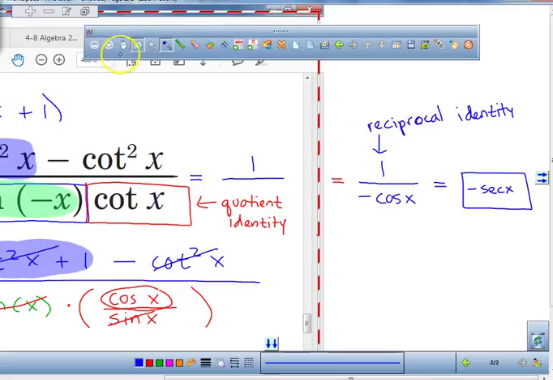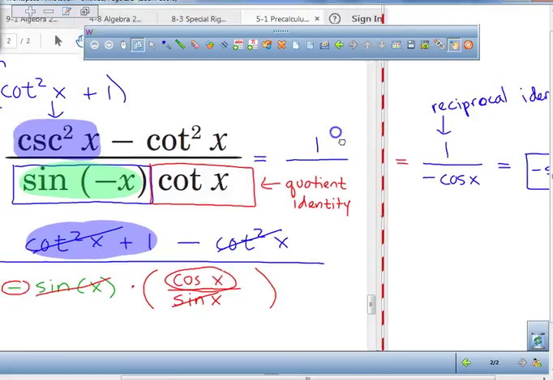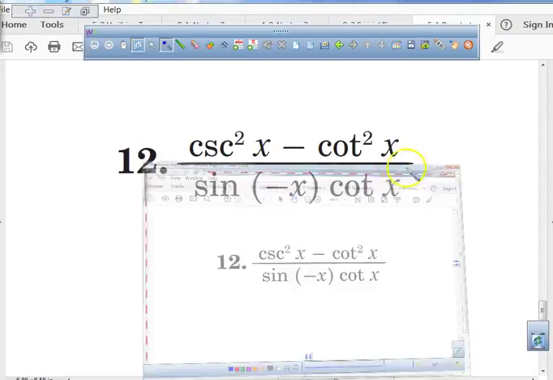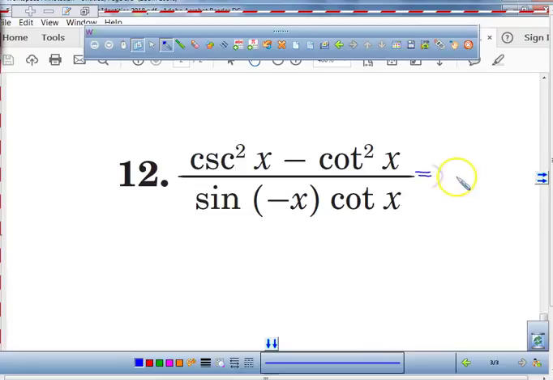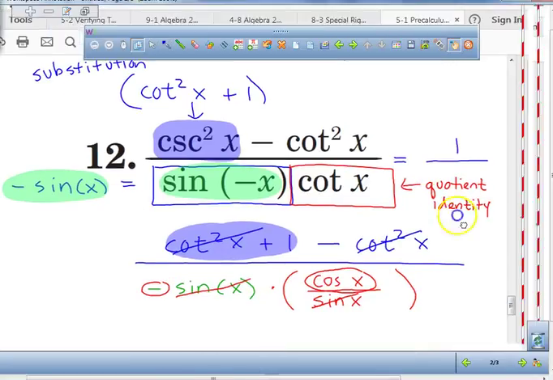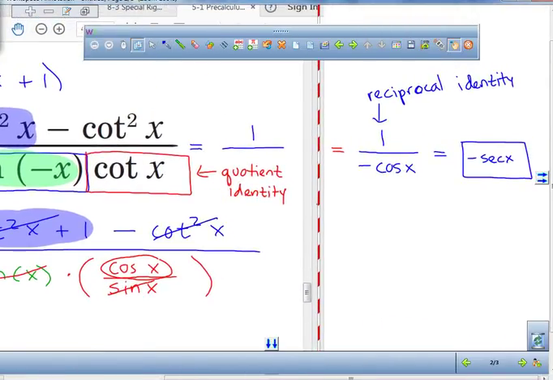Okay? Now, I realize that's a lot of work. And what are we looking for? We're looking for patterns. And it went from all of this, which is a bunch of stuff, to finally, what did it finally equal? Negative secant of x was our final answer. But I want to see all the work that got us there. All that work is the important part.